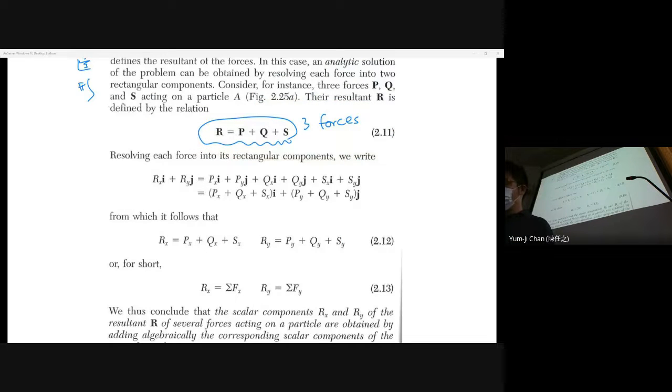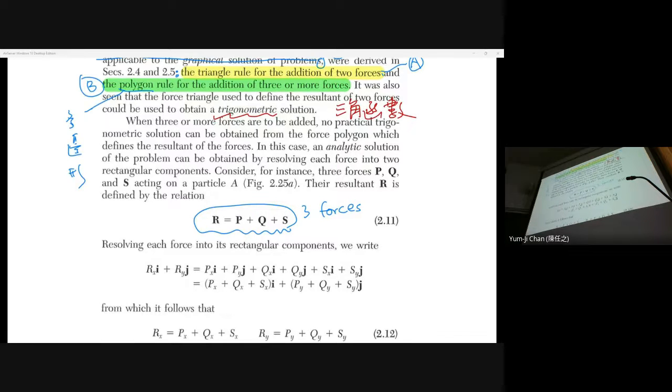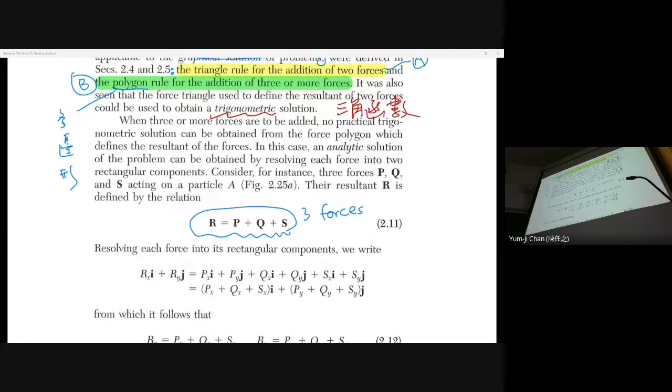And we cannot use trigonometry. I'm not sure whether I talked about this stuff. The Chinese is this one. So if we have three or more forces, then of course we have a polygon. Then for a polygon, we cannot use this one, right?